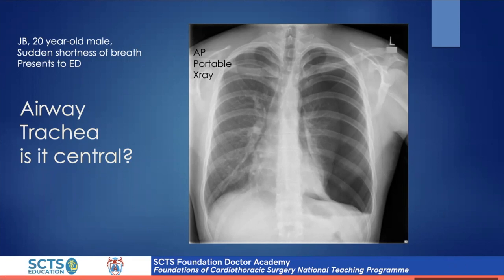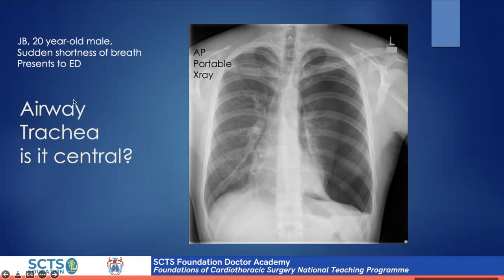Hi, Hannah. Hi. It looks like airway-wise, there's deviation of the trachea towards the right lung field. There's lots of lung markings on the left lung field as well. Mm-hmm. So this would suggest something of a tension pneumothorax with this clinical picture. Sure, excellent. Yeah, well done, Calvin.